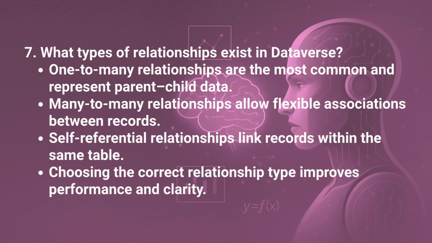7. What types of relationships exist in Dataverse? One-to-many relationships are the most common and represent parent-child data. Many-to-many relationships allow flexible associations between records. Self-referential relationships link records within the same table. Choosing the correct relationship type improves performance and clarity.